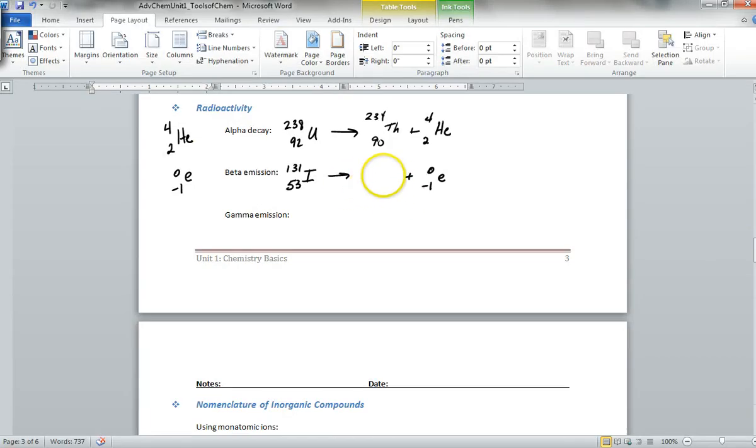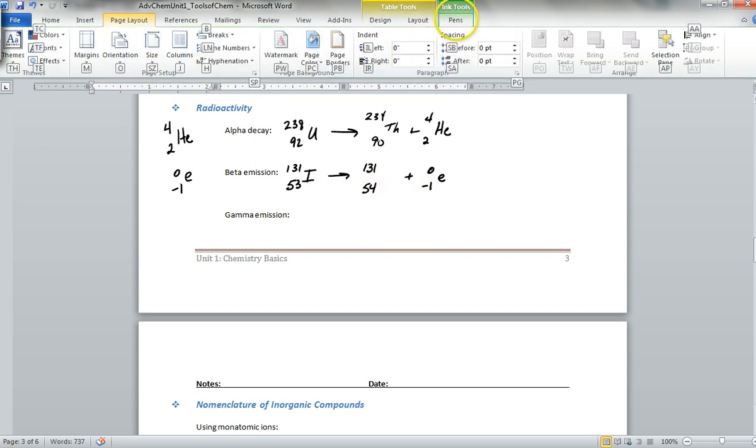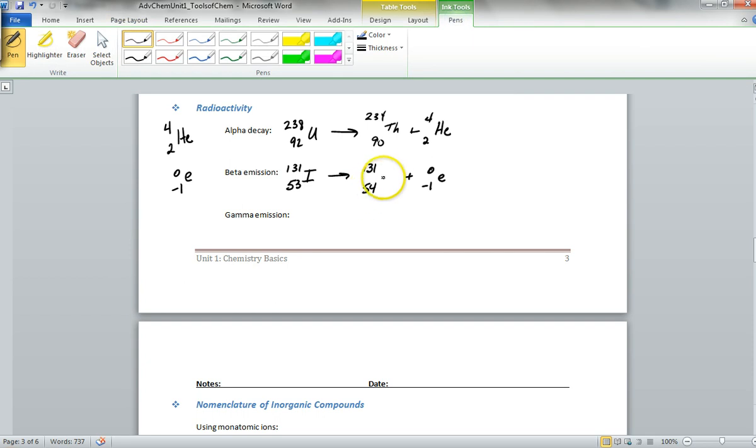And so again, we have our iodine, and if we are conserving our mass number, we have 131 on both sides. If we're conserving our atomic number, this has to be 54 in order to maintain that. And an atomic number of 54 tells us that we have xenon.